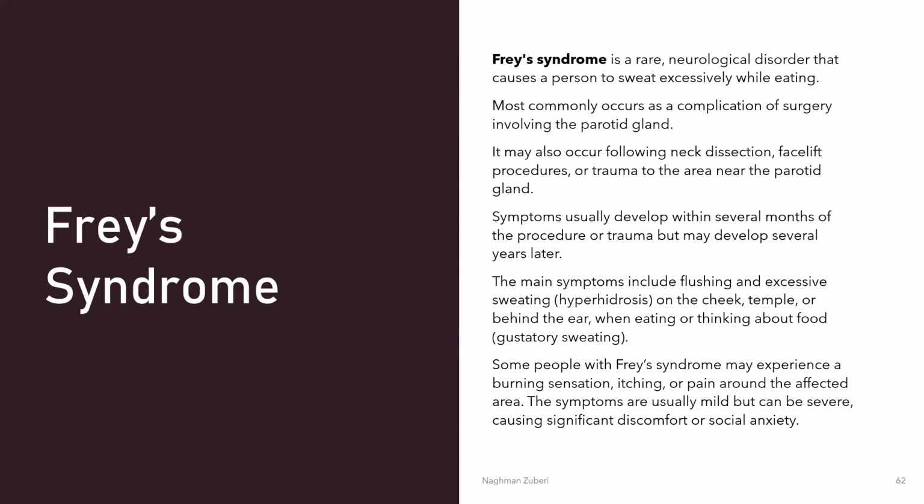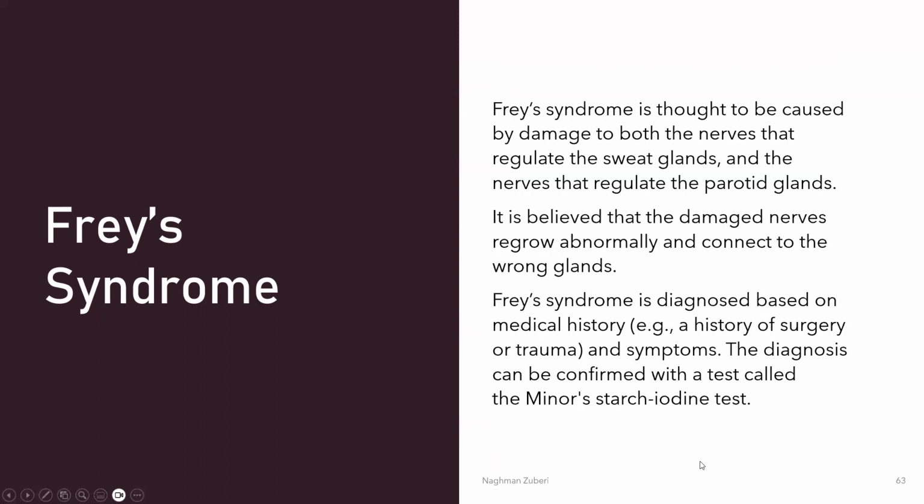Some people with Frey syndrome may experience a burning sensation, itching, or pain around the affected area. Symptoms are usually mild but can be severe, causing significant discomfort or social anxiety. Frey syndrome is thought to be caused by damage to both the nerves that regulate the sweat glands and the nerves that regulate the parotid glands. It is believed that damaged nerves regrow abnormally and connect to the wrong glands. Frey syndrome is diagnosed based on the medical history, for example a history of surgery or trauma, and symptoms. The diagnosis can be confirmed with a test called the Minor's starch iodine test.